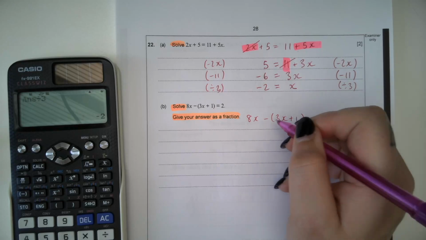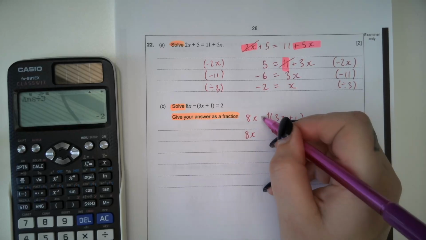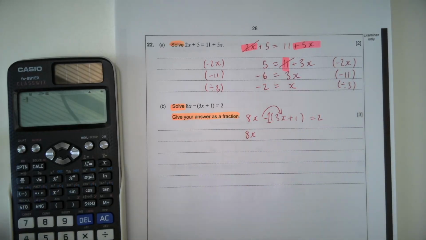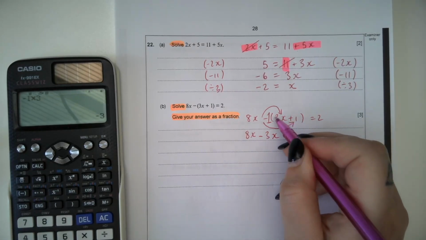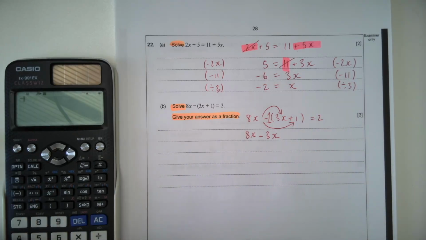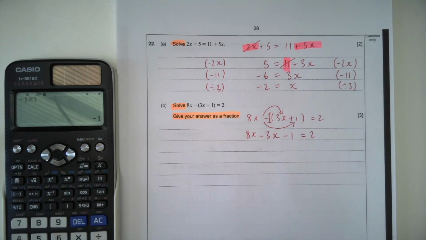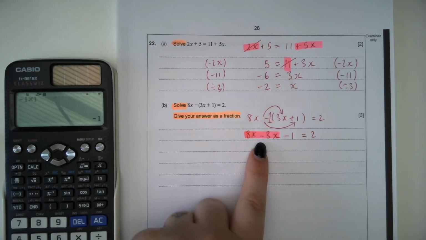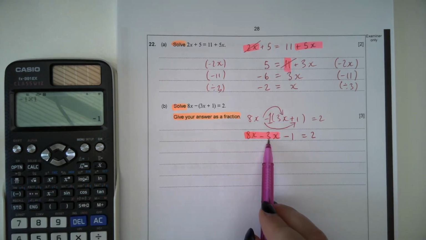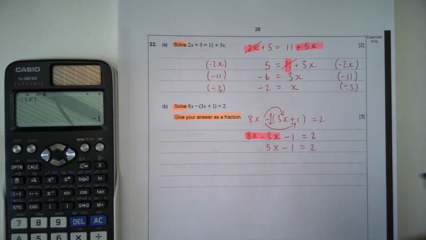Technically, what I'm doing is expanding this bracket because this is a negative 1 here. Okay, so I have 8x and then I have negative 1 multiplied by 3x, which gives me negative 3x. Then I'm doing negative 1 multiplied by positive 1. So negative 1 multiplied by 1 is negative 1, and that equals 2. I'm now going to collect like terms, guys. So I have two x terms here, remembering that the sign in front sticks with the term that it's attached to. So I'm doing 8x subtract 3x. 8 subtract 3 is 5, so that leaves me with 5x subtract 1 is equal to 2.